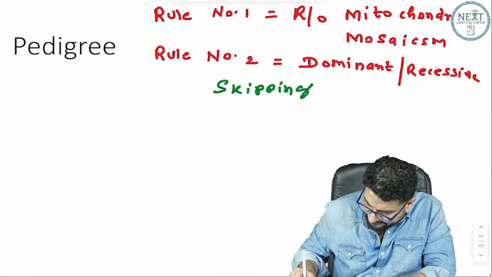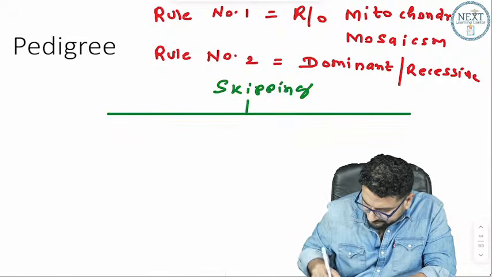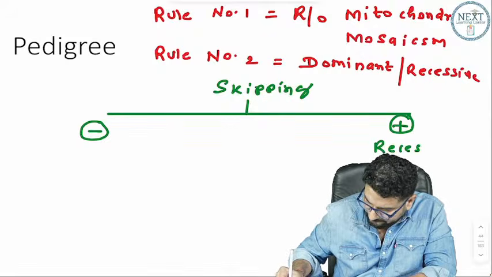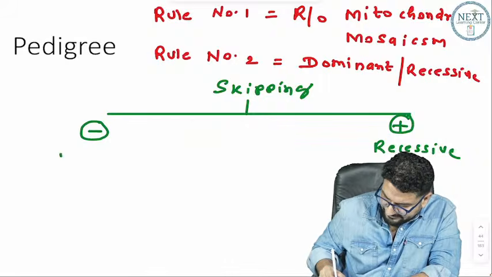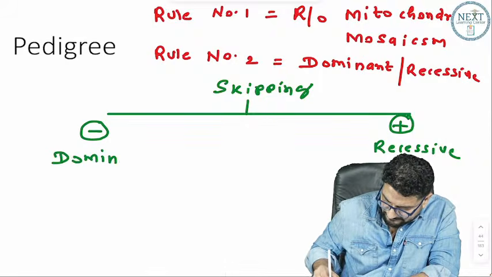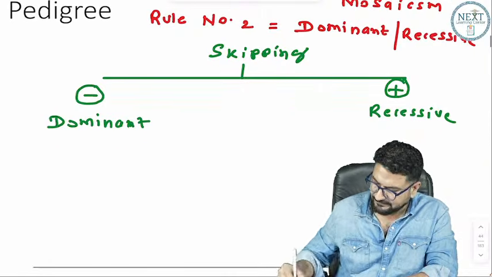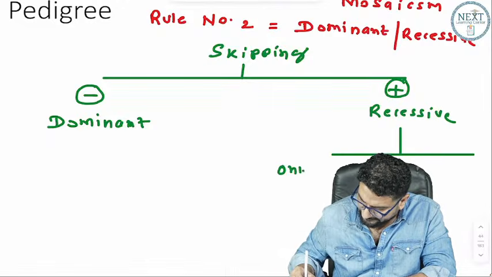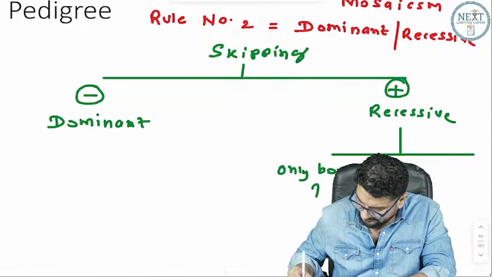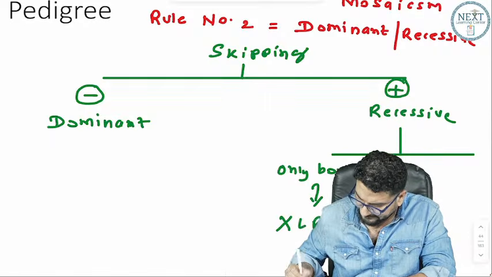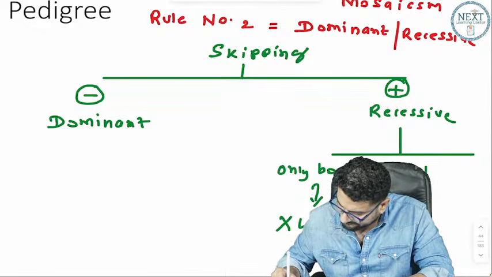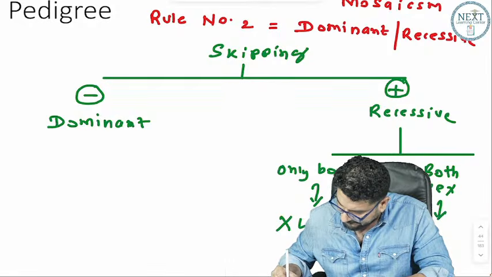We have to see skipping. So skipping absent means dominant, skip present means recessive. So when we see recessive, it is of two types. If you see only boys are affected, then this is your XLR. XLR means X-linked recessive. If you see both sexes affected, both boys and girls, then this is autosomal recessive.